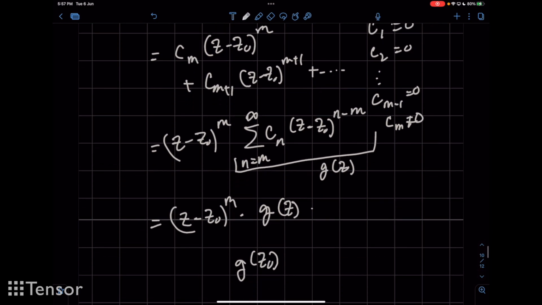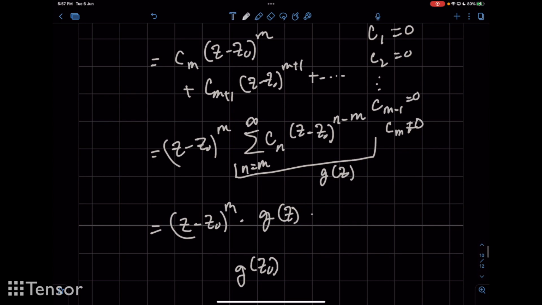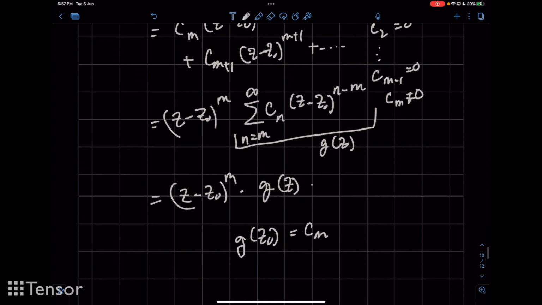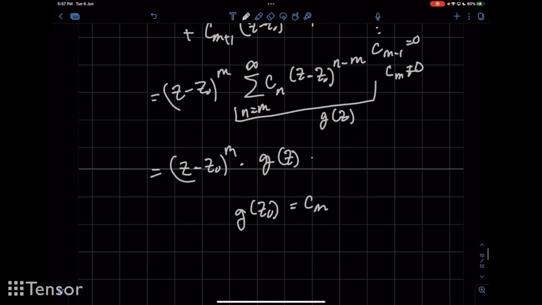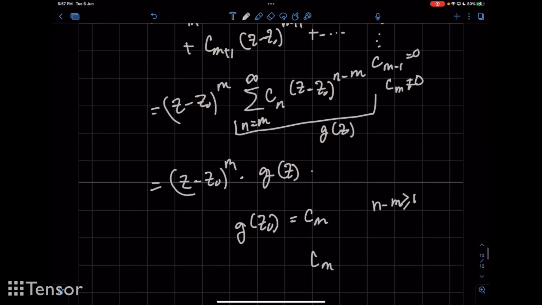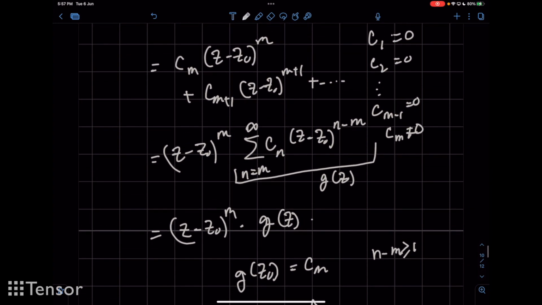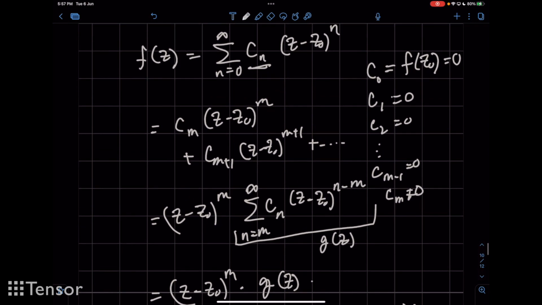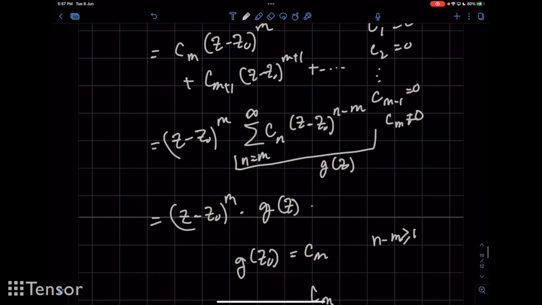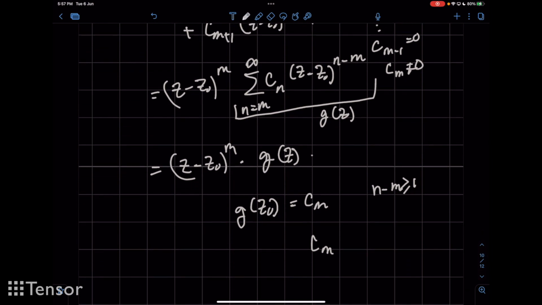So what is the value of g of z naught? The value of g of z naught is Cm, right? Because in this sum, if I plug in z equals z naught here, all the terms where n minus m is at least 1 vanish. So the only contribution we have is Cm times, well, there's nothing else here. So we get that g of z naught is Cm. And we assume that Cm is non-zero. In fact, our assumption was that Cm is the first non-zero coefficient of our power series. So yeah, g of z naught is non-zero.